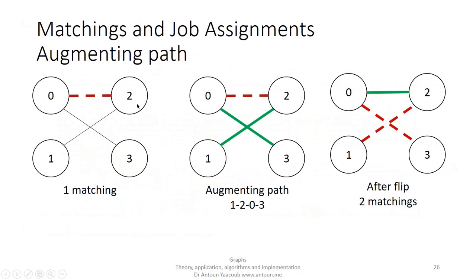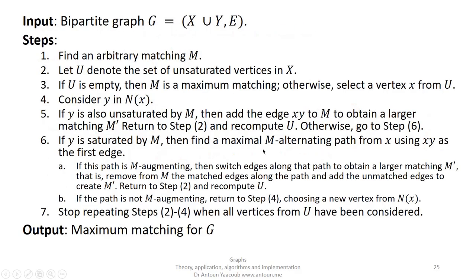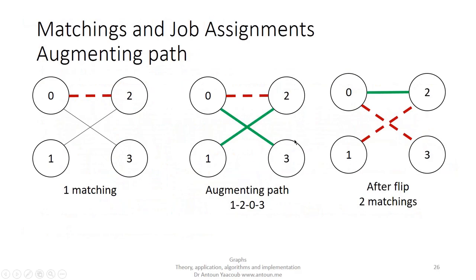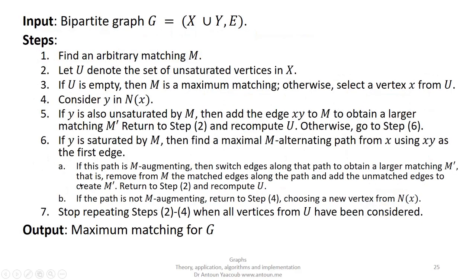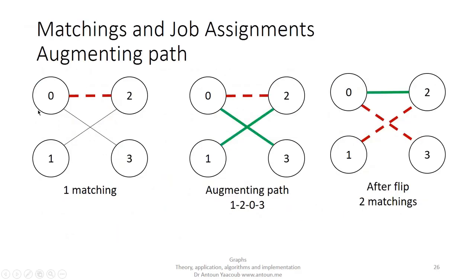Otherwise, if Y is saturated, I need to find an alternating path. If I can find an alternating path, I switch the edges and modify the matching. And then, of course, I will repeat the steps until the algorithm finishes. If the path is not augmenting, I need to choose another vertex and repeat. So this is the idea of the algorithm. I need to pick any matching, try to find augmenting paths, and then do the flipping and continue like this until the algorithm finishes.